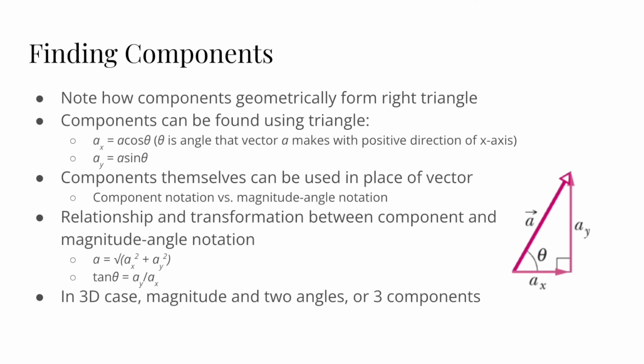In the general three-dimensional case, we would need a magnitude and two angles, say A, theta, and phi, or three components, A_x, A_y, and A_z, to specify a vector. But we'll be mostly working with 2D vectors for the time being.